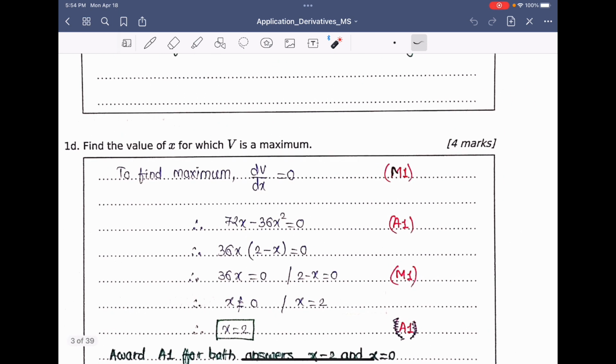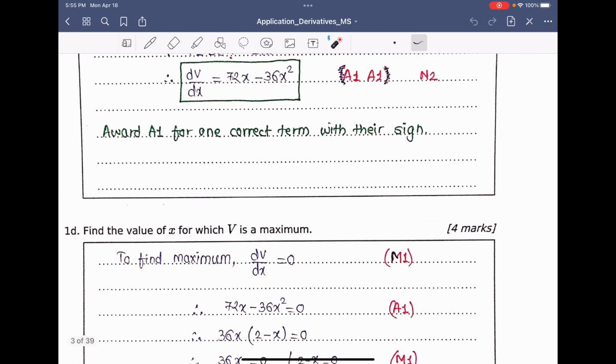Find the value of x for which V is maximum. Whenever you read a word like maximum or minimum, then always you set the first derivative to 0. Because when you have a curve, the slope at the maximum point and minimum point is horizontal, or the tangent at maxima and minima is horizontal. That means slope is 0. Slope means dV over dx, that is equal to 0.